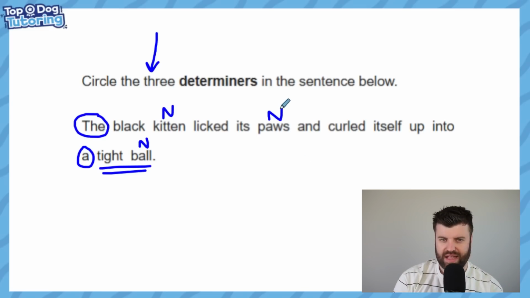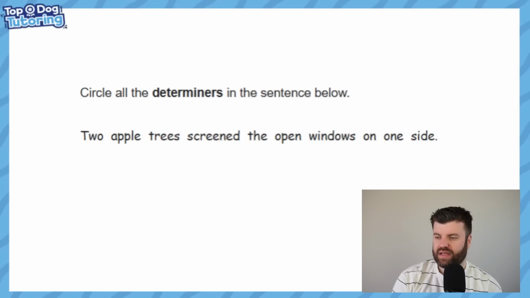Paws are nouns. And what's determining whose paws we're talking about? It's the word its. So when looking for determiners, look for nouns, then look before it. Circle all the determiners. It's like we've come full circle here.